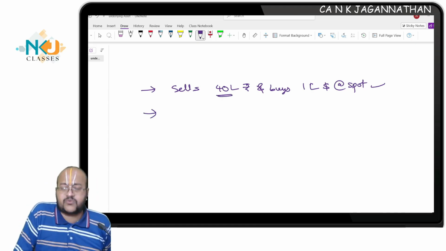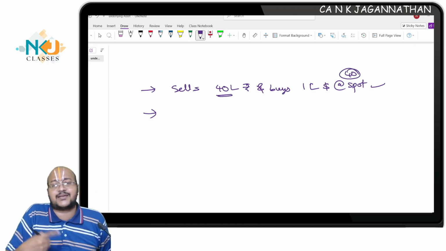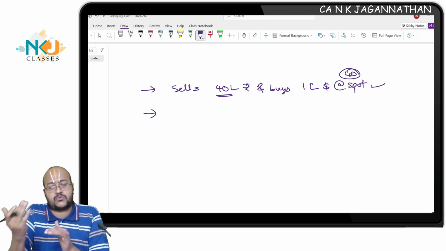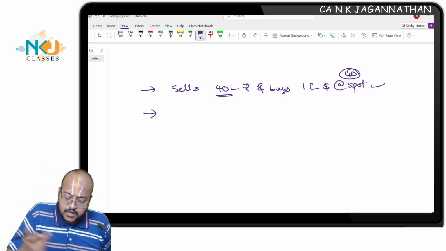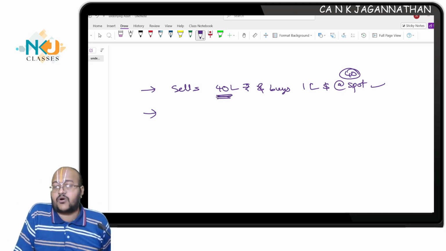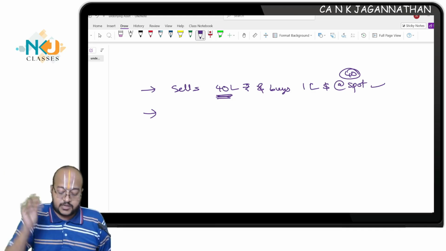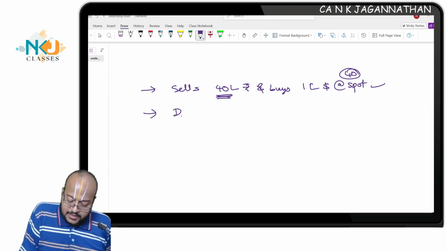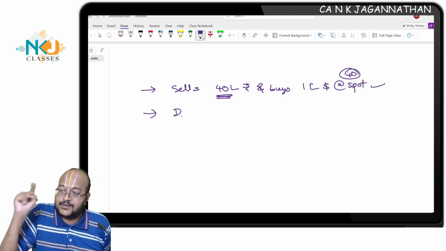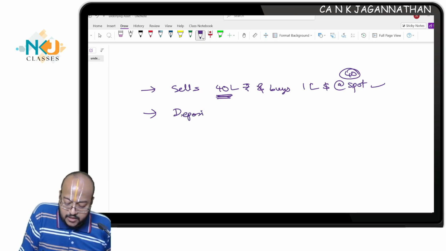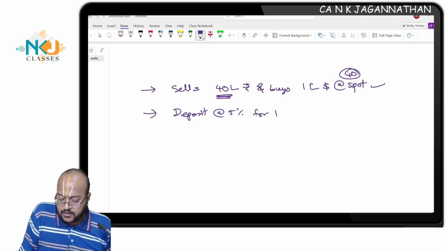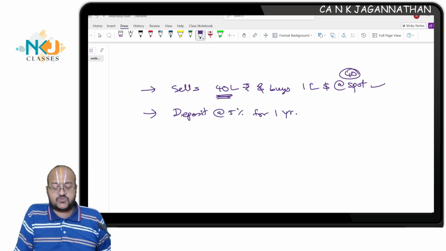Why 40 lakhs now? The spot rate will be used, 40 will be used. The transaction happening today, you need to take at the appropriate price in the spot rate. Now, after converting it to dollars, what will he do? He will deposit it in the US, which means he sells the INR, buys the dollar, and deposits in the US. The dollar deposit rate is 5% for 1 year.